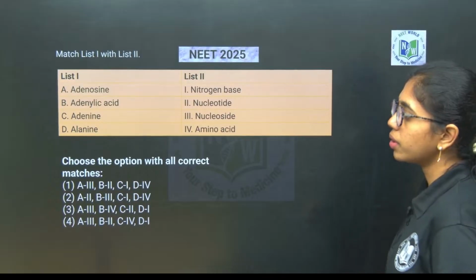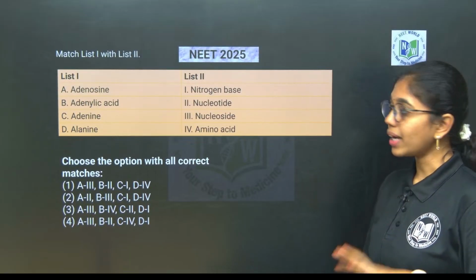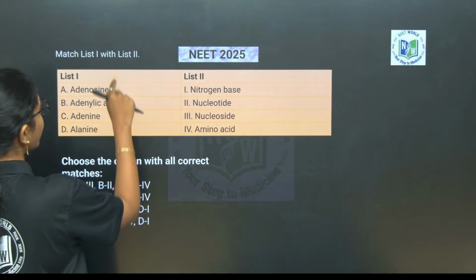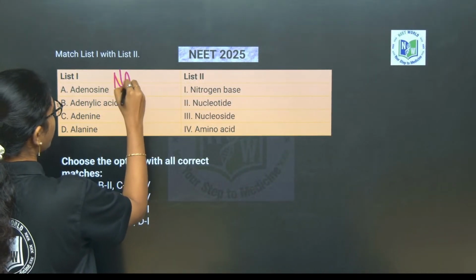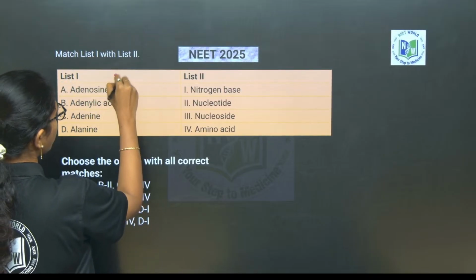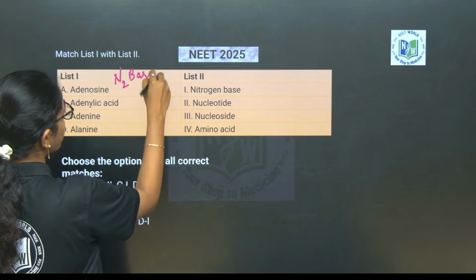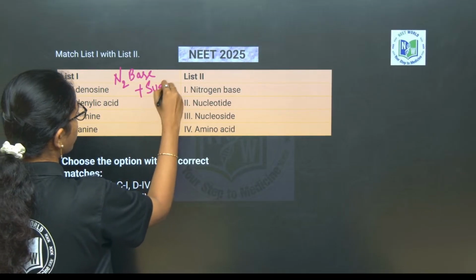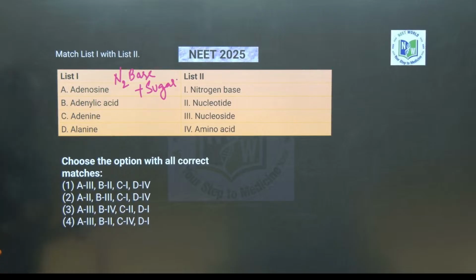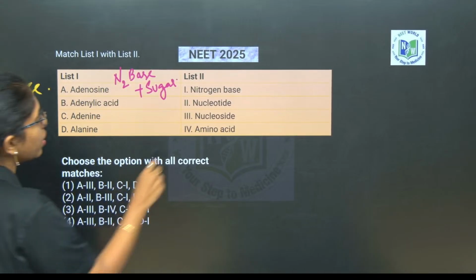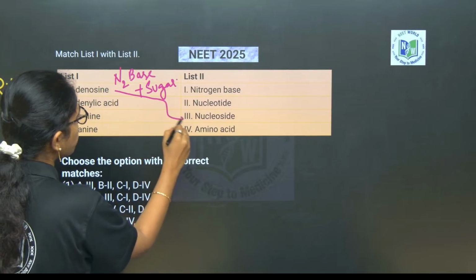Next question, look into match list 1 and list 2. Adenosine is what? A nucleoside. That is nitrogen base plus sugar, that is adenine plus ribose sugar. Adenine plus ribose is adenosine. It is a nucleoside. So A is option 3.